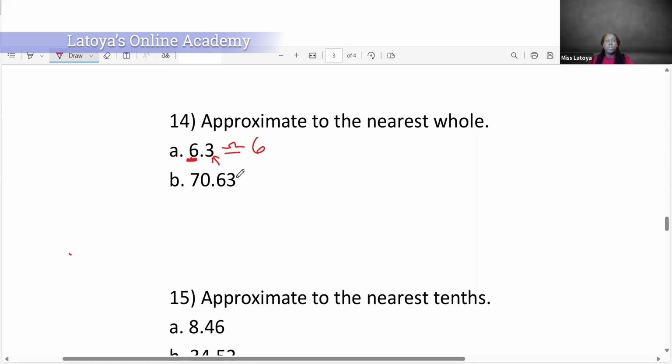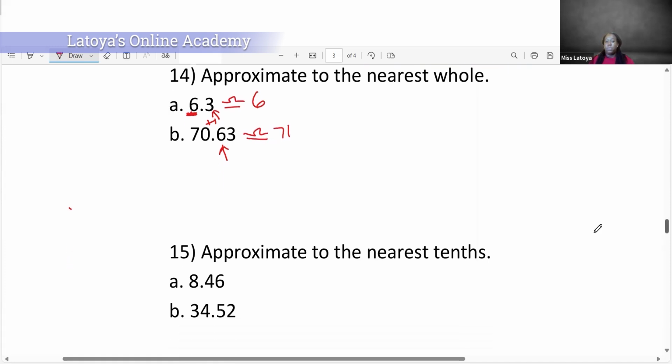Here we have 70.63. We are rounding off to the nearest whole. The whole number here is 70. If we look at the digit on the right, we will see that it is 5 and greater. So we add 1 and we will get 71.